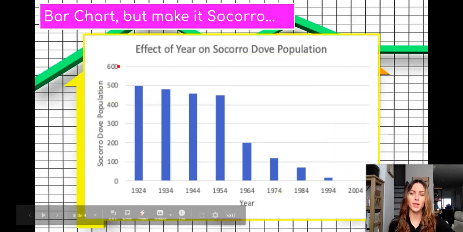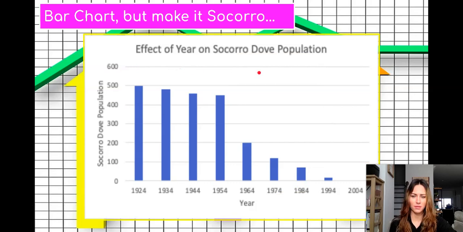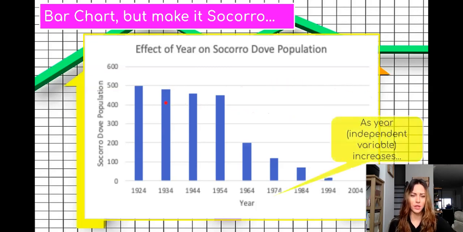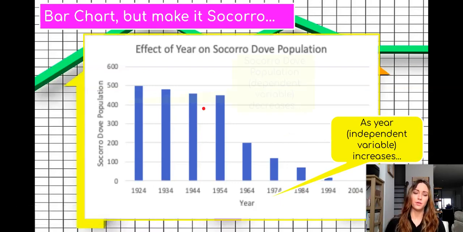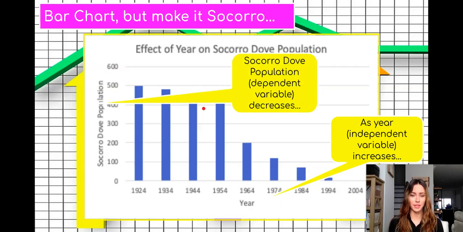Now let's take a look at what is taking place over time with the dove population. We can see again that we're going from 1924 to 2004, so we know that year is increasing. So as that independent variable, year, increases, what can we see is taking place to the dove population? We can see that it's starting up here at this first bar at right around 500 and is incrementally and then rapidly decreasing all the way down to 2004, where we can see there is no bar representing 0 Socorro doves remaining. So again, we can say that as year increases, the Socorro dove population decreases.